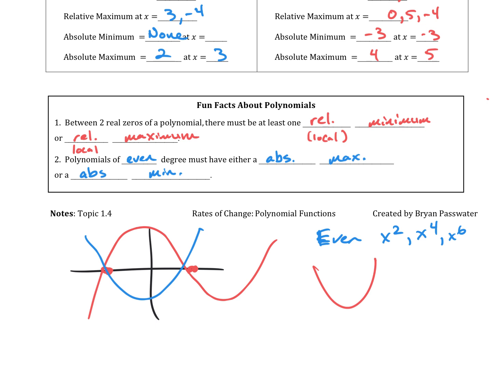However, if it's like a negative x to the 6th, it might have something like that. And then what does that one have? That one has an absolute max, all right? Because an even degree starts and ends at the same spot. It either starts up and ends up, or starts down and ends down. But that's what that one's talking about, all right?